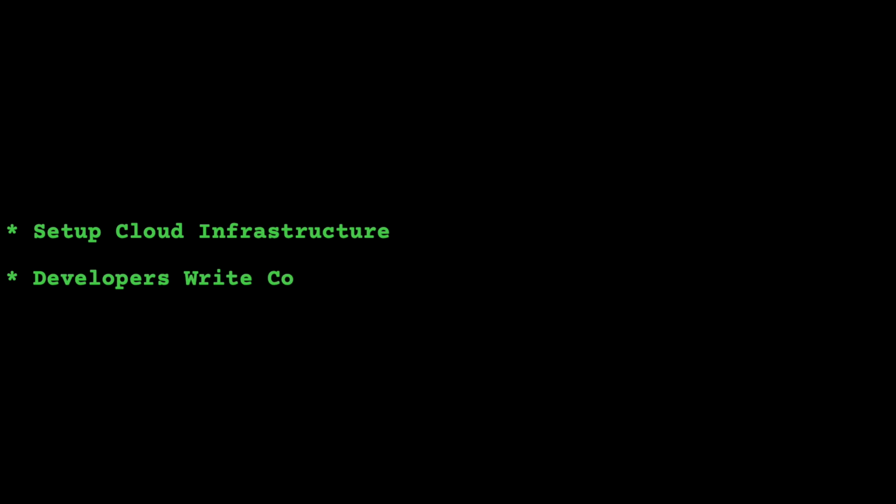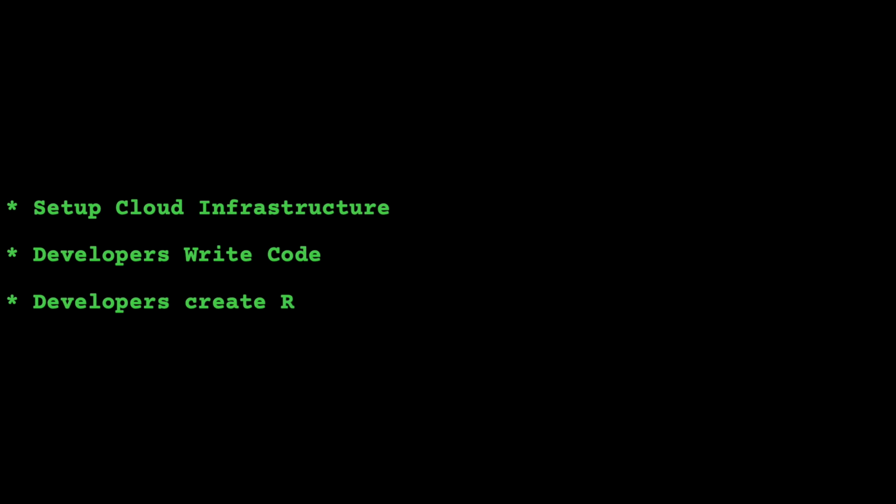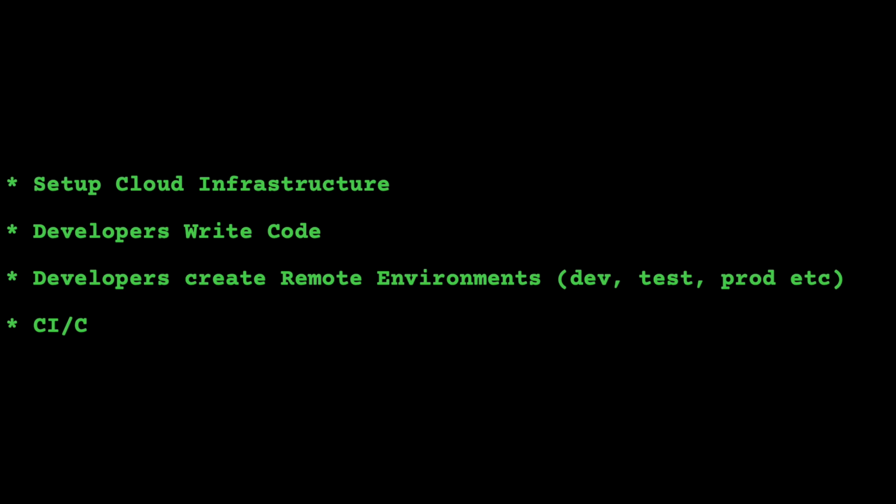First, let me explain simplification of software deployment onto the cloud using Planton Cloud. So a simplified software deployment should look something like this. Set up cloud infrastructure, developers write code, developers set up remote environments. Finally, the CI/CD automation deploys to remote environments.